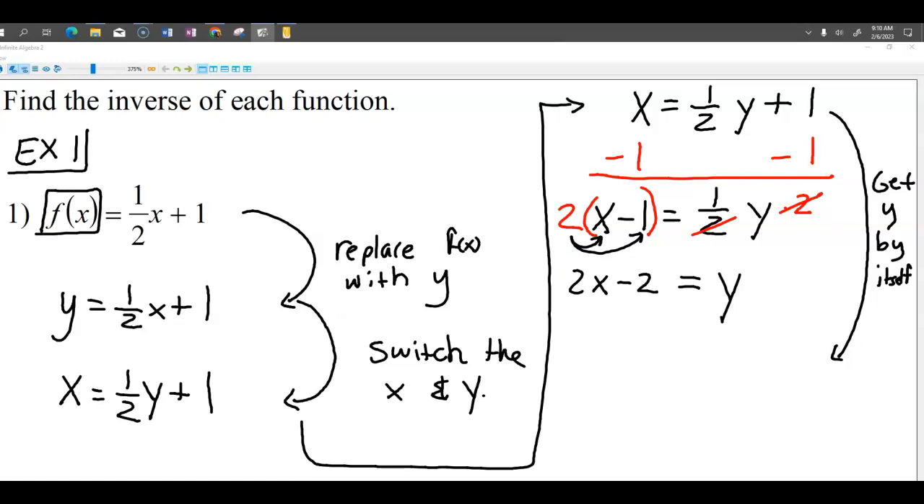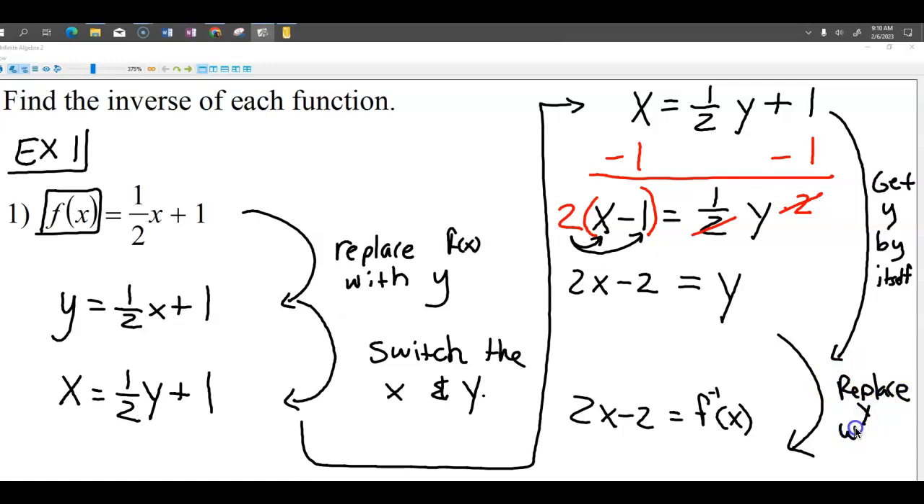I think at that point you'd be able to find the right answer on a test. But just so you know, they'll probably write it like this instead. 2x minus 2 equals f with a little negative 1. Okay? So this step is not very important, but technically you want to replace the y with f inverse. And that's going to be our final answer.